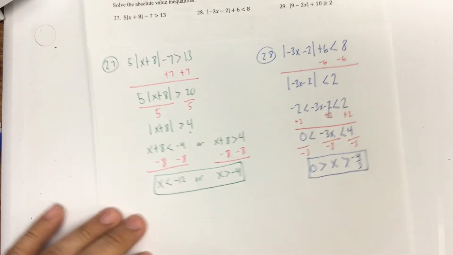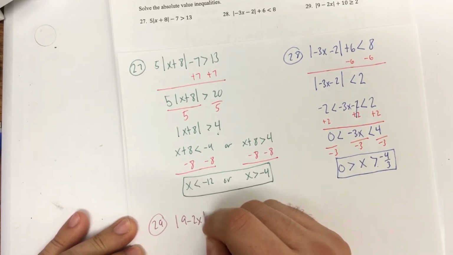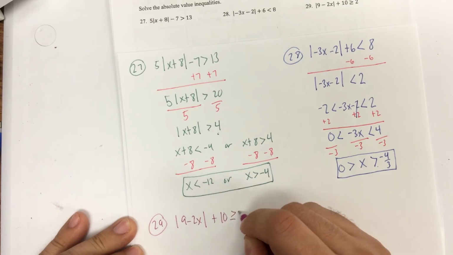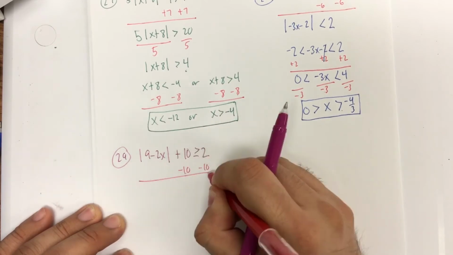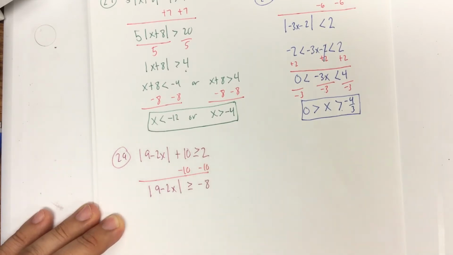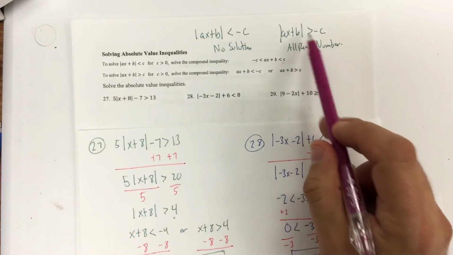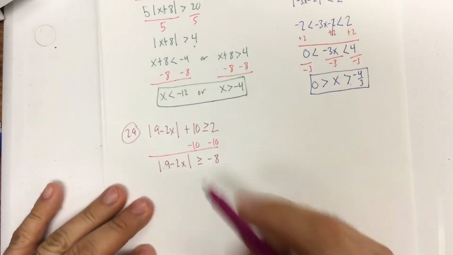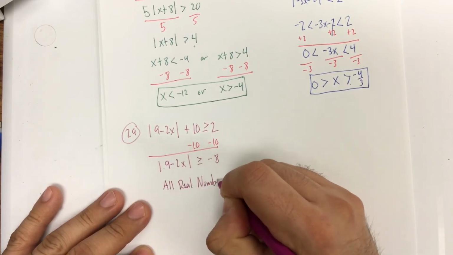For number 29, we have the absolute value of 9 minus 2x, plus 10, is greater than or equal to 2. First we're going to subtract 10 from both sides. So the absolute value of 9 minus 2x is greater than or equal to negative 8. This is isolated, but this is a negative number. So we look back at this: it's greater than a negative. When it's greater than a negative, the answer is all real numbers. So the answer to this one is all real numbers.